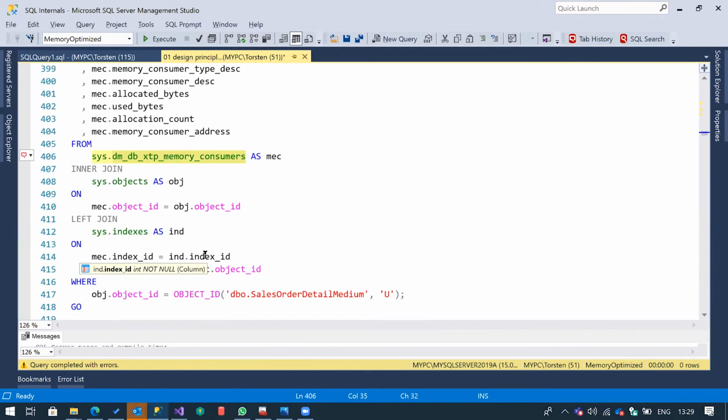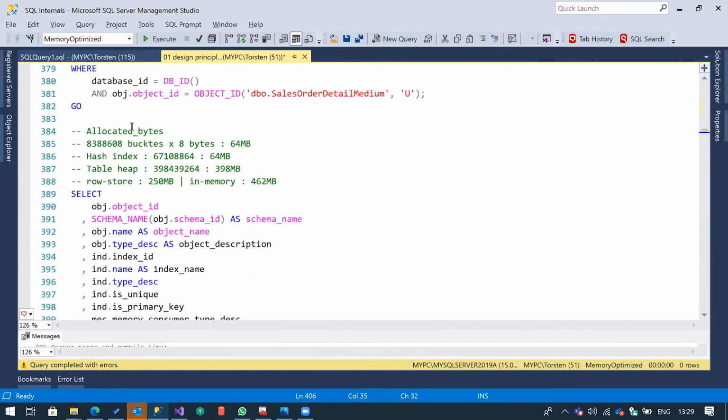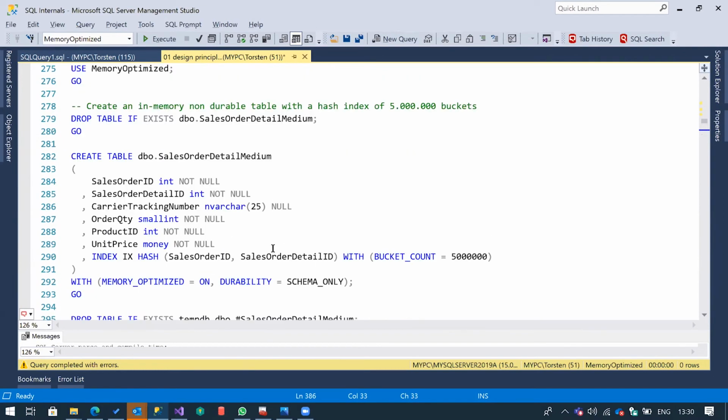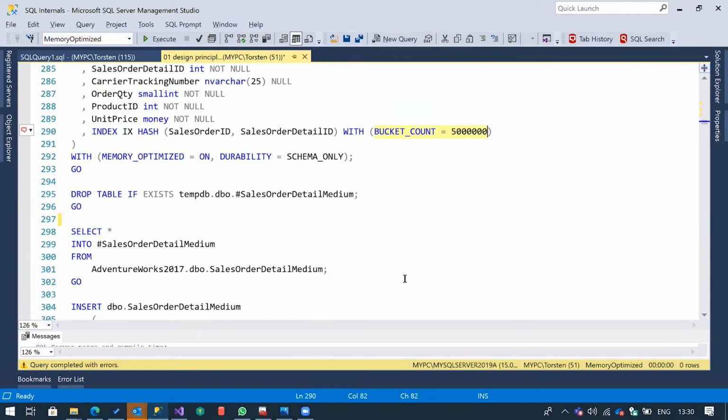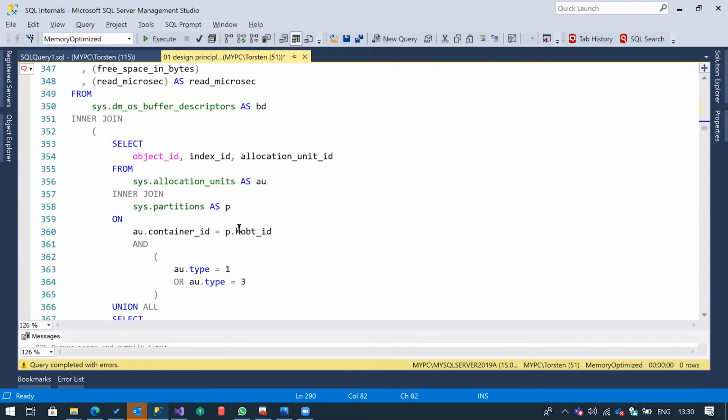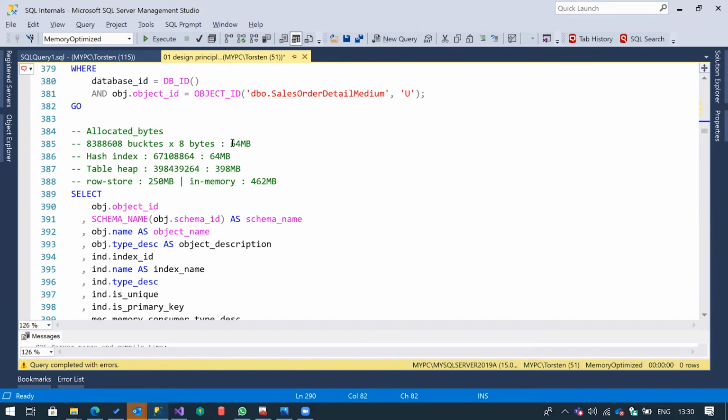And you can do some joining here. In the end, you will see that the allocated bytes is 64 megabytes for every bucket. So therefore we have a hash index. You remember the hash bucket here? Well, this is a definition. The bucket count, every bucket has 8 bytes. That means I can easily multiply 5 million with 8 bytes. So we end up with 64 megabytes for the hash index.